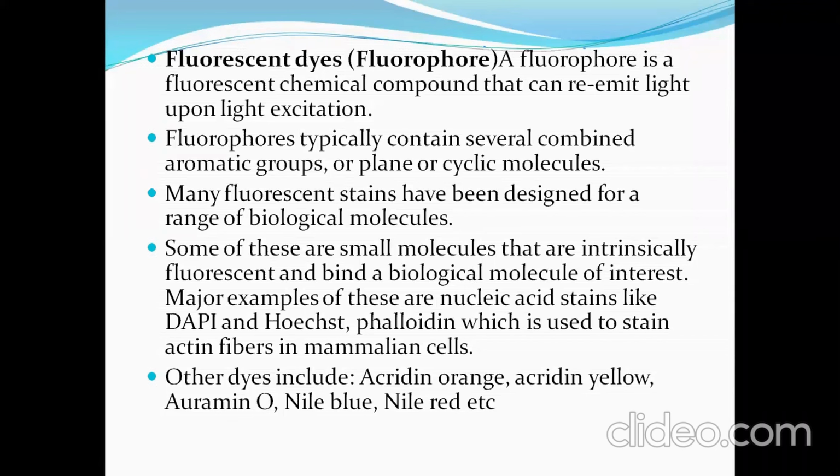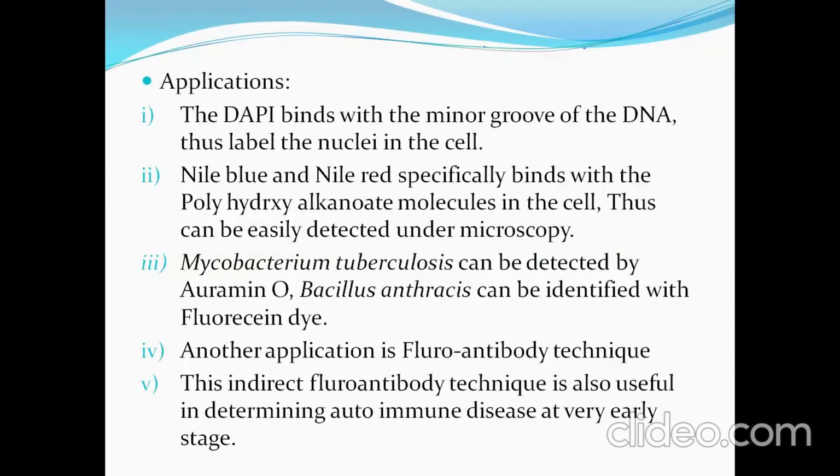Major examples of these are nucleic acid stains like DAPI, and phalloidin, which is used to stain the actin fibers in mammalian cells, and others like acridine orange, acridine yellow, auramine O, Nile blue, Nile red, etc. So these are the various types of fluorescent dyes or fluorophores which are available and normally used in the biological field. And there is obviously a huge list of applications.